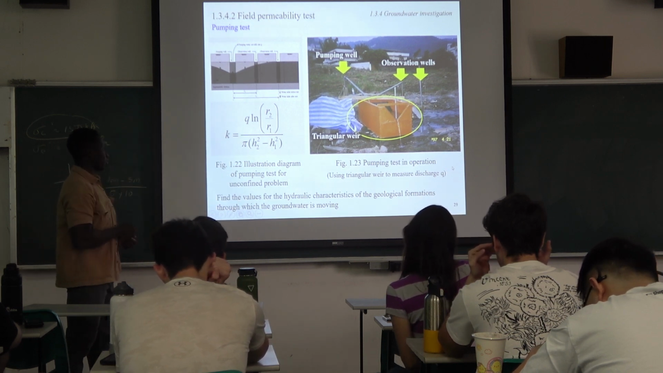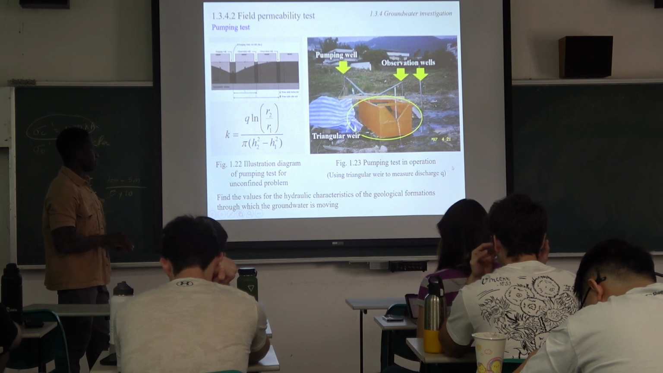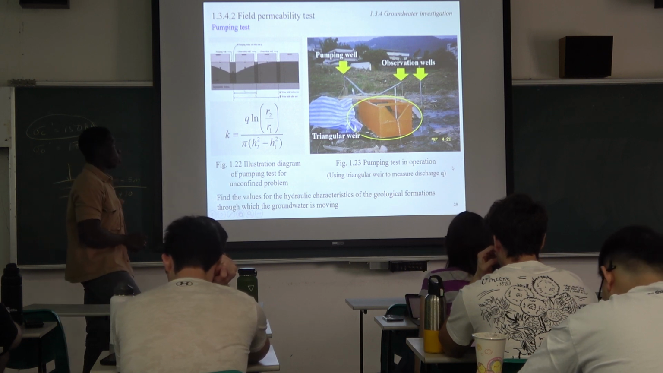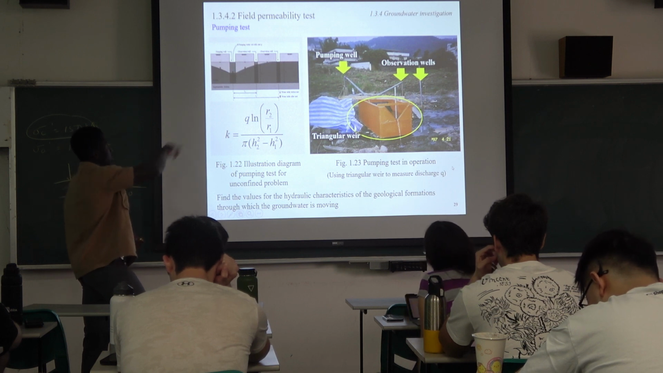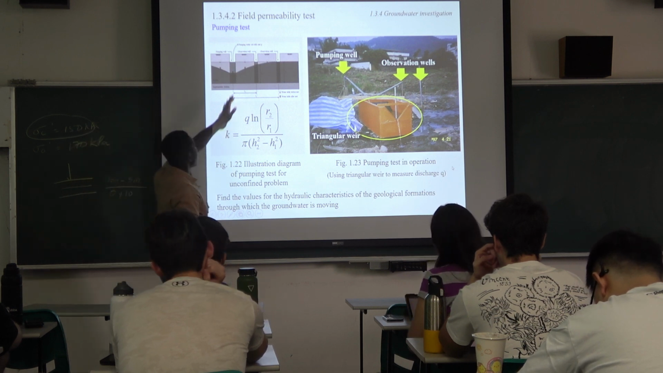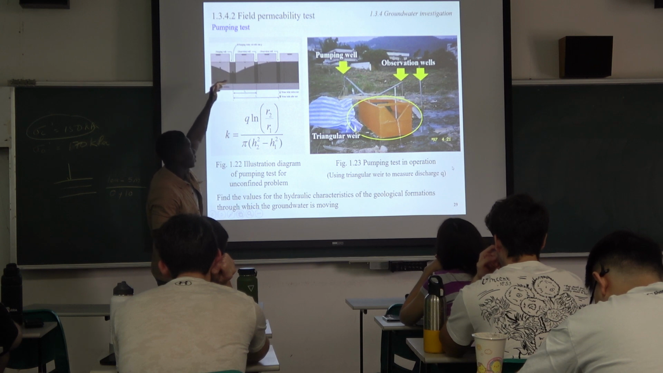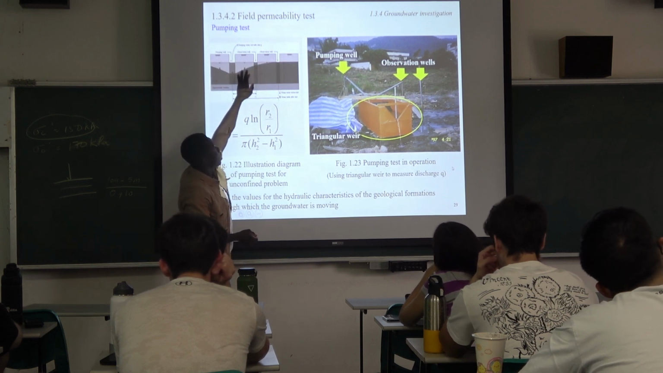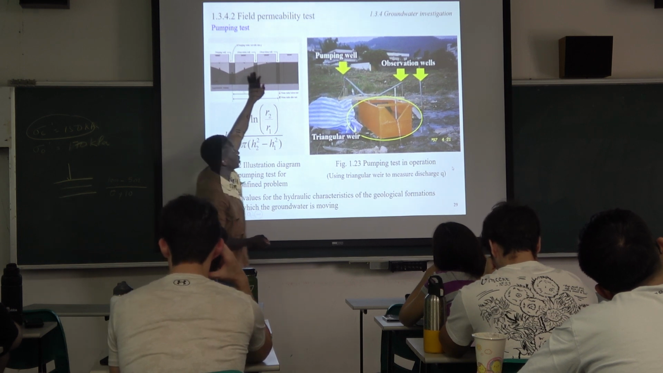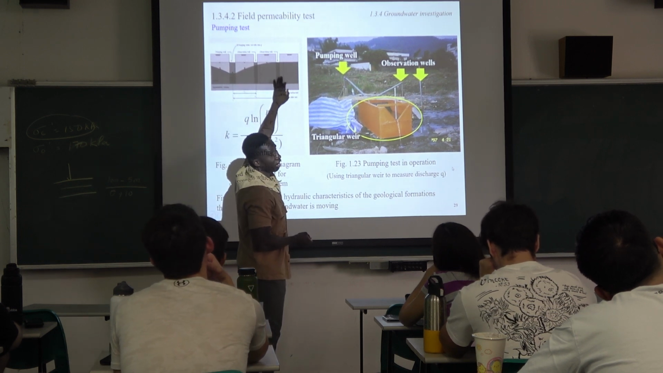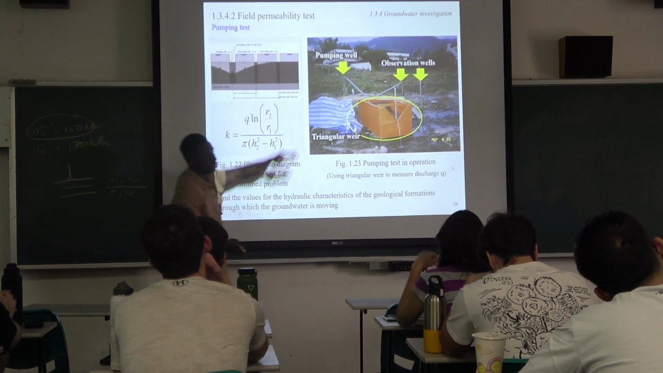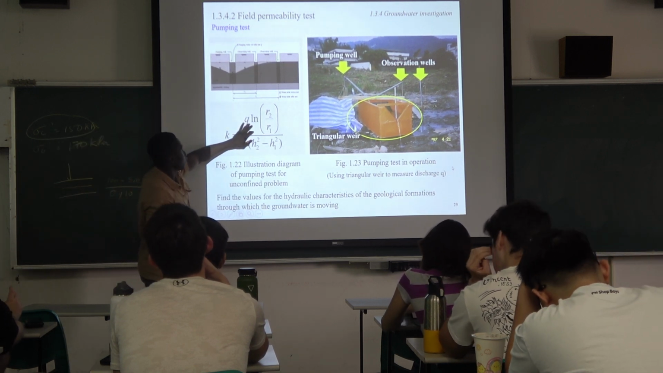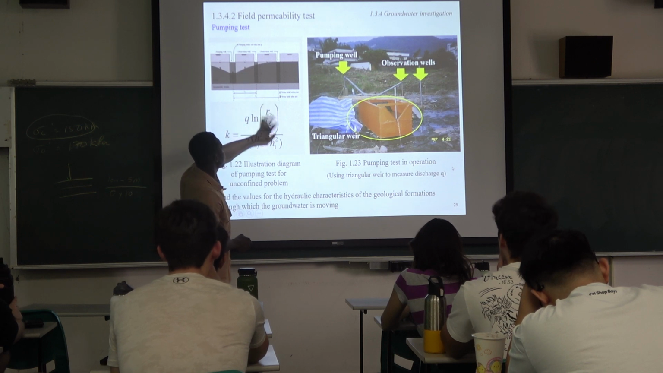So just like the previous one, this one also aims to find the values for the hydraulic characteristics of the geological formations through which the groundwater is moving, so through the soil layer. You can see here, water is pumped out. If water is being pumped out, the water level here will also reduce. But it will reach a point, maybe far enough away, where the water level stays constant, it stays the same.